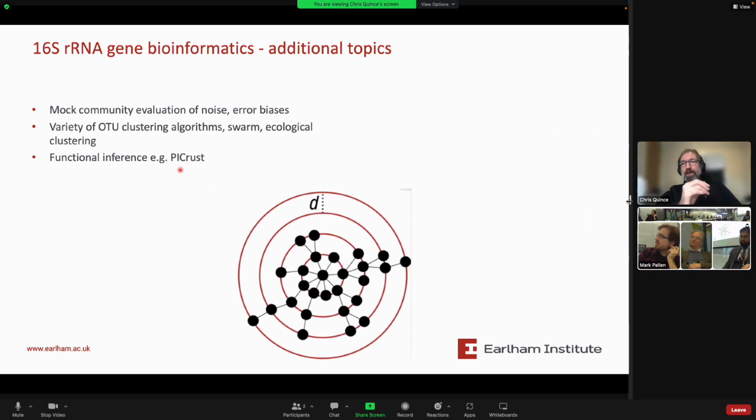But there are a variety of algorithms that attempt to infer the functional potential of a community from a 16S profile. The most popular one is something called PICRUSt. And the way PICRUSt works is pretty simple. It has a big database of genomes with associated 16S. You assign your 16S against that database.